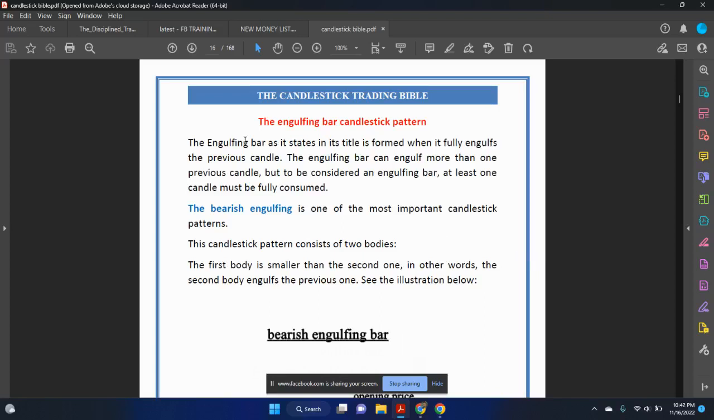Okay. Alright, so the Engulfing candlestick pattern, as it states in the title, is formed when it fully engulfs the previous candle. The engulfing bar can engulf more than one previous candle, but to be considered an engulfing bar, at least one candle must be fully consumed. Okay?